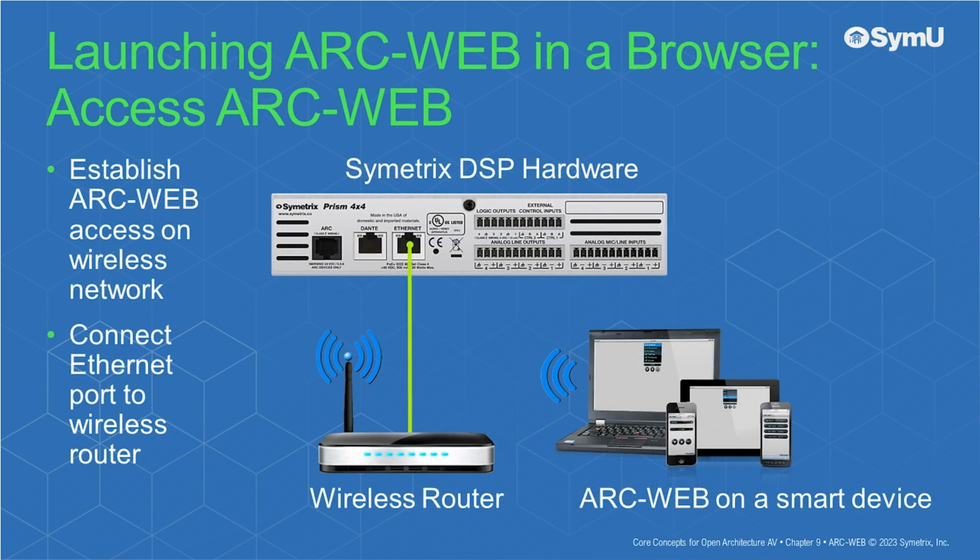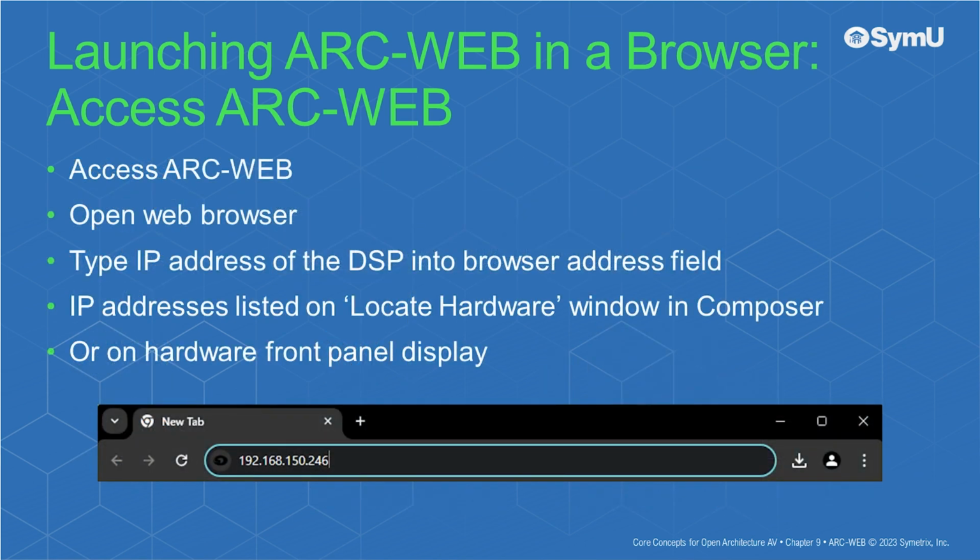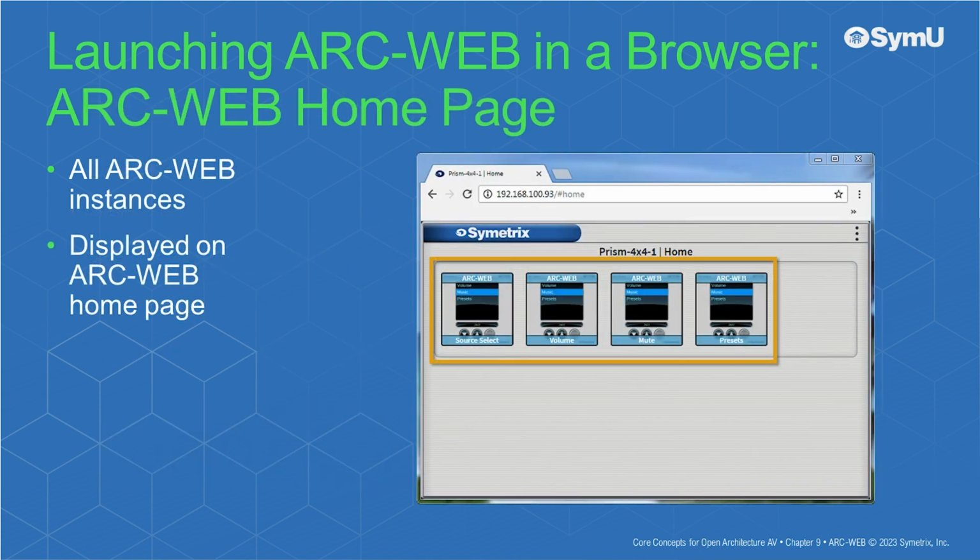To access ArcWeb on a wireless network, connect the Ethernet port of a Symetrix DSP to a wireless router. To access ArcWeb, open the HTML web browser and type the IP address of the DSP into the address field. The IP addresses of Symetrix DSPs are either listed on the Locate Hardware window in Composer software or on the front panel display of applicable hardware. All available ArcWeb instances are displayed on the ArcWeb home page.